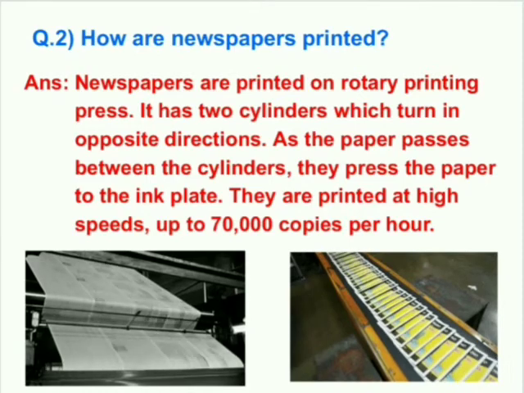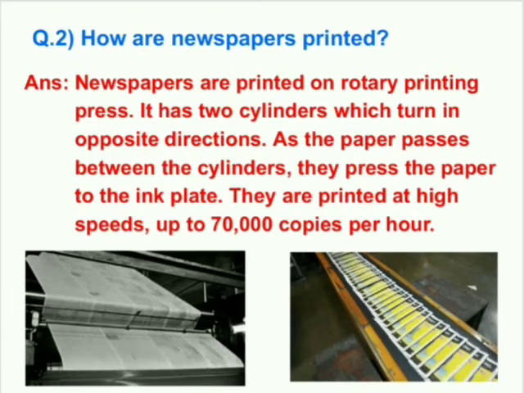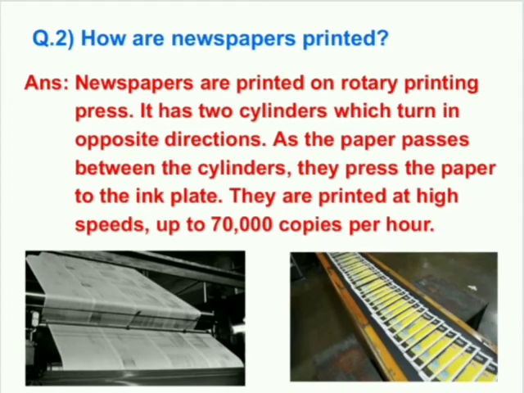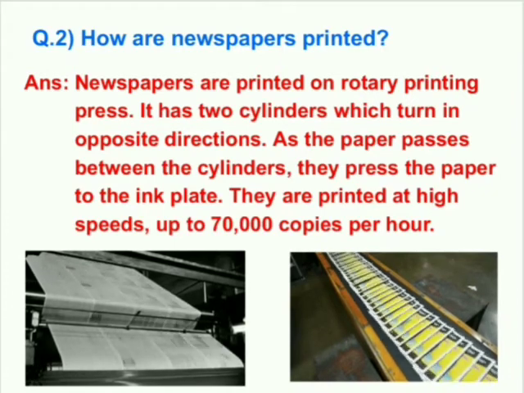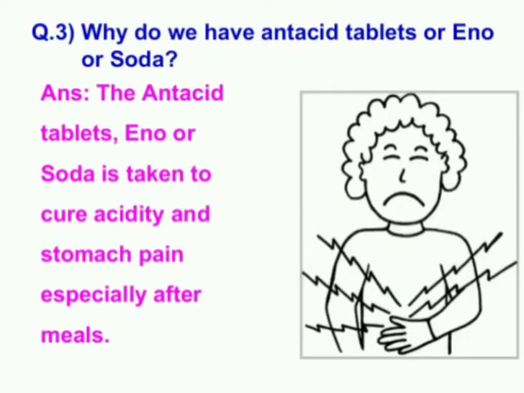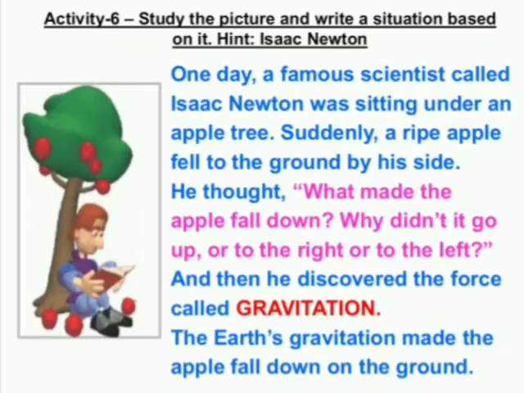You can see here in the picture how the papers are moving on the printing press. And in the next picture, we can see the final copies made. Question 3. Why do we have antacid tablets or Eno or soda? The answer is the antacid tablets, Eno or soda is taken to cure acidity and stomach pain, especially after meals.